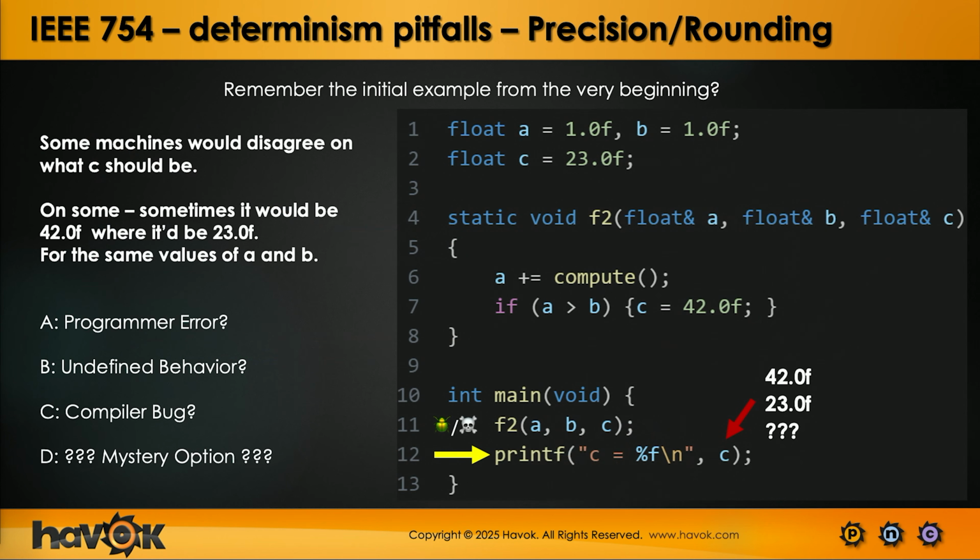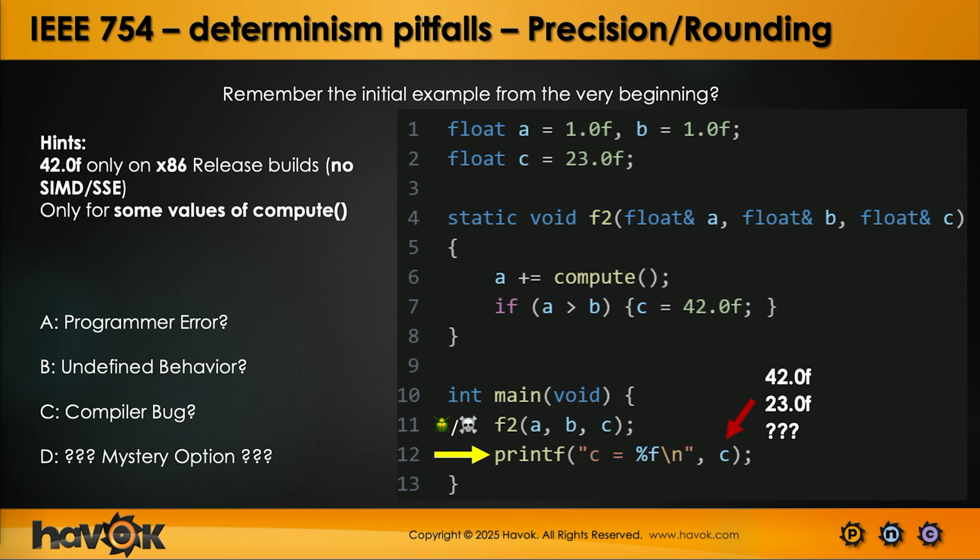So let's go back to our foundational example. The foundational example is we have sometimes 42 on some platforms and 23 on the other side. What's going on? And there's the hint as well: this was on x86 in release mode. It said 42, and otherwise it said 23. And this is, I mean, a bit of a nerdy thing.